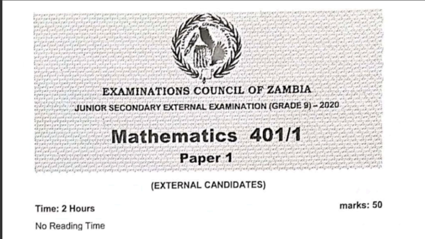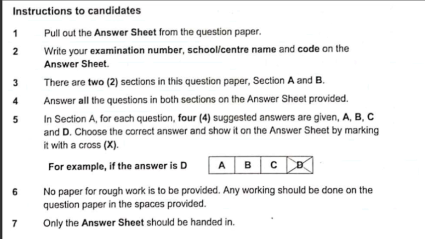As you can see, this paper takes students 2 hours to write and it has 50 marks. So when you're solving this paper, you should understand that you're working for 50 marks and it will take you 2 hours. Okay, now let's go to the instructions. The instructions to the cadets are as follows.